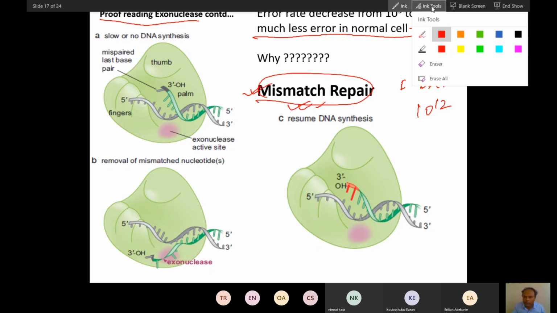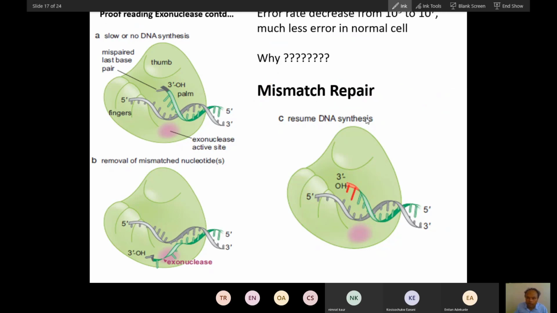So there are three mechanisms of error removal. The first mechanism is selection of the proper base, as I have told you in catalysis. And the second mechanism of removal is this proofreading.